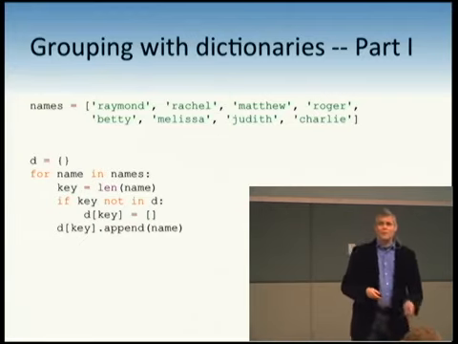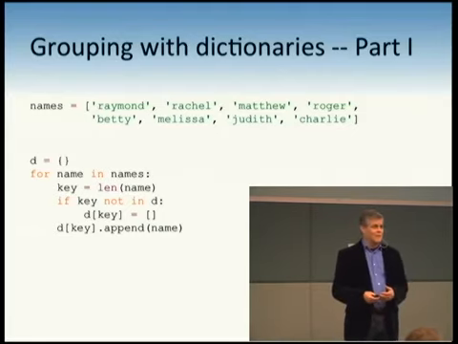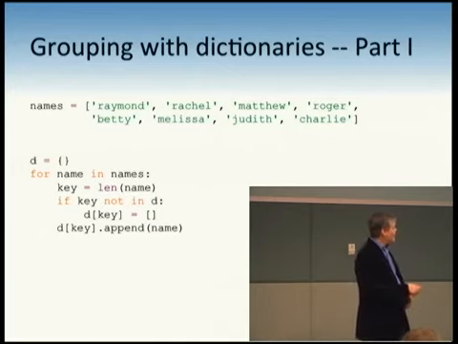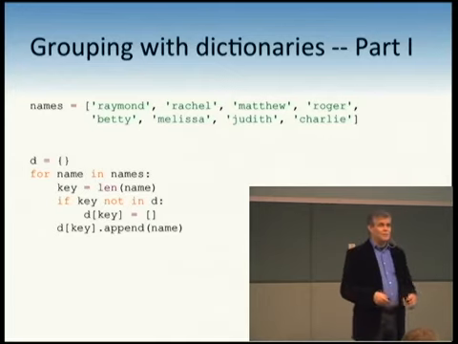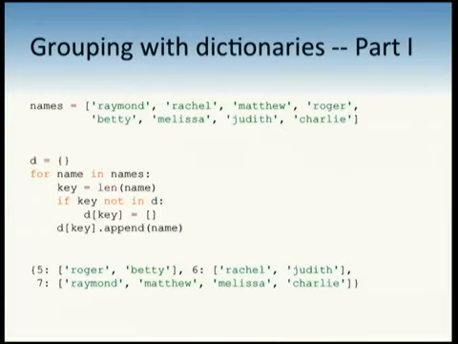If you'd like to accumulate a lot of points on Stack Overflow, know this because this question gets asked about once a week. What should you immediately take them to when someone wants to group? The collections module? Ew. How about show them setdefault? So the output of this, by the way, is Roger has 5 letters, Raymond, Matthew, Melissa, and Charlie all have 7. Rachel and Judith have 6.